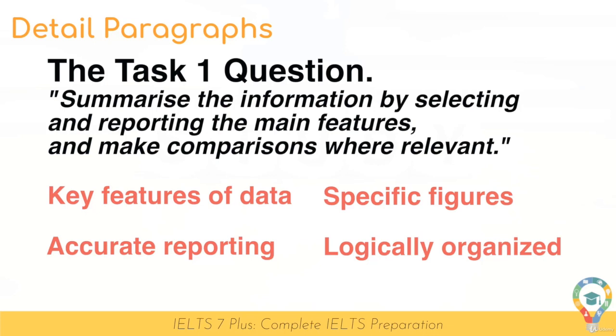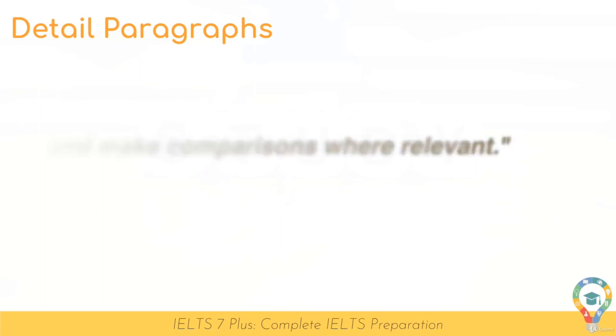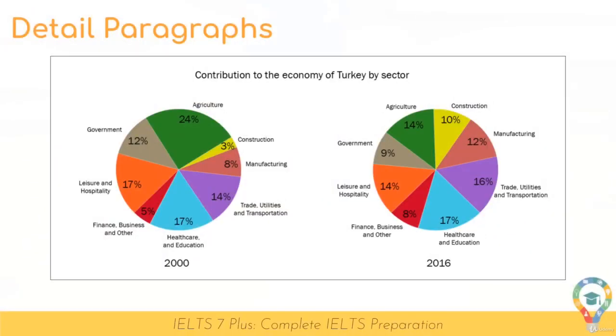It's worthwhile in the body paragraph to give specific figures and to reference the visual information shown. You also need to logically organize your writing, and that's where splitting the data into 2 groups is very useful. Now we'll look at 3 examples of body paragraphs, starting with charts and graphs. These 2 pie charts show the contribution to the economy of Turkey, split into 8 different sectors.